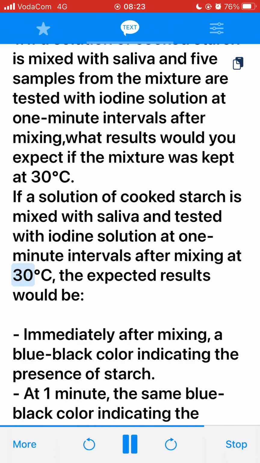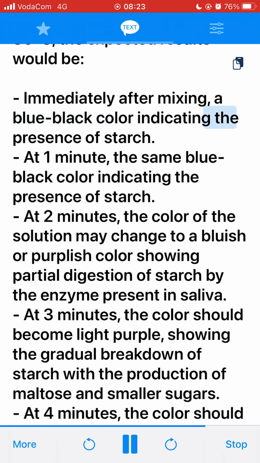If a solution of cooked starch is mixed with saliva and tested with iodine solution at 1-minute intervals after mixing at 30 degrees Celsius, the expected results would be: immediately after mixing, a blue-black color indicating the presence of starch. At 1 minute, the same blue-black color indicating the presence of starch. At 2 minutes, the color of the solution may change to a bluish or purplish color showing partial digestion of starch by the enzyme present in saliva.